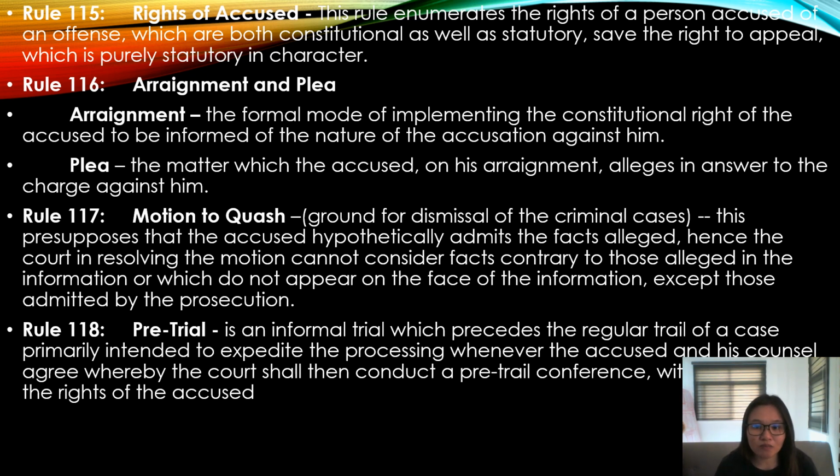Then, pre-trial. An informal trial which precedes the regular trial of a case primarily intended to expedite the processing whenever the accused and his counsel agree, whereby the court shall then conduct a pre-trial conference within the rights of the accused. So, pre-trial, Rule 118.